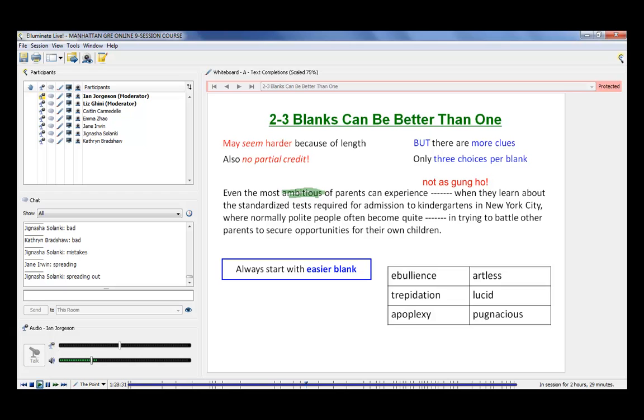Did anybody start with the second blank first? So, Catherine, I know you don't have a mic, but maybe type in for me what clue, what filler, all of that good stuff.